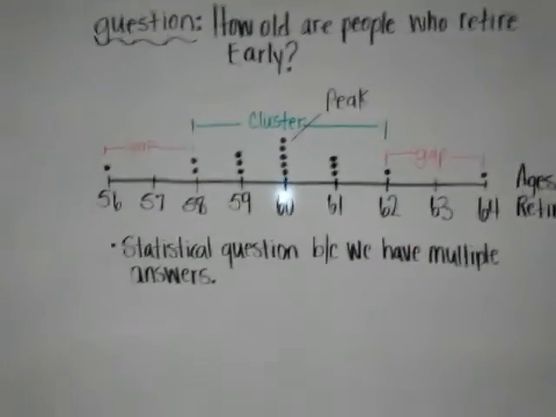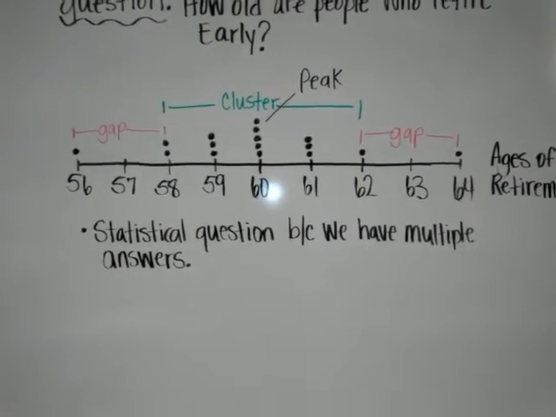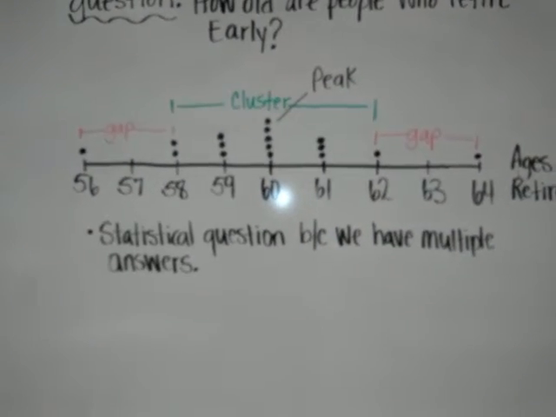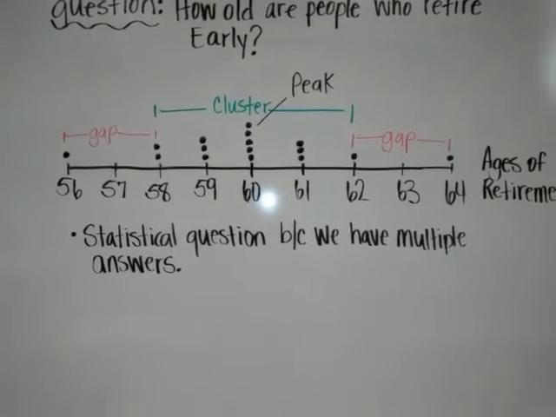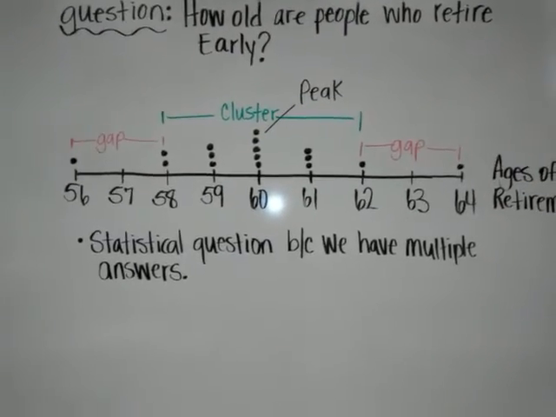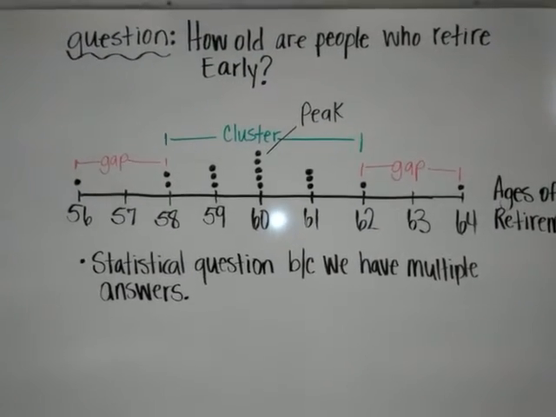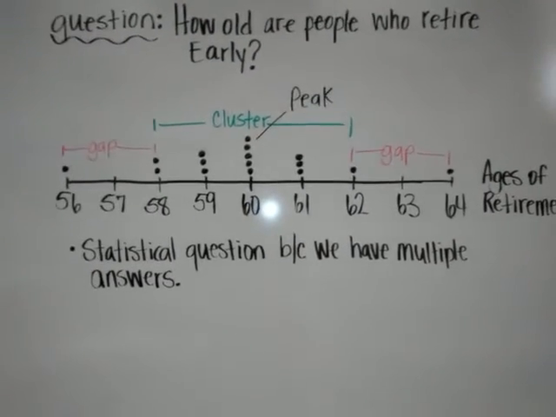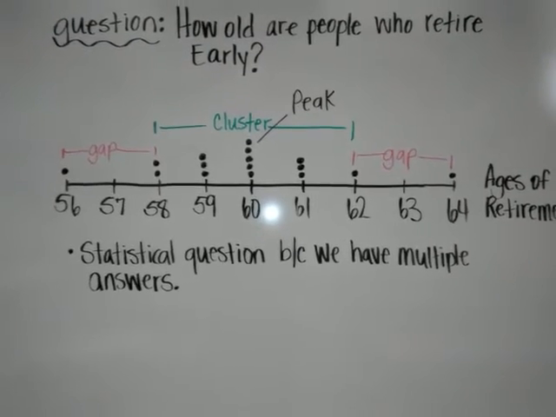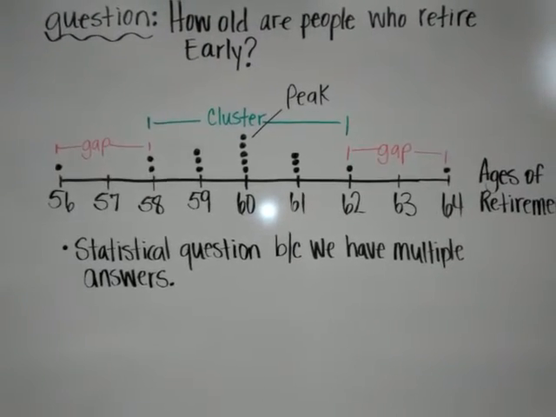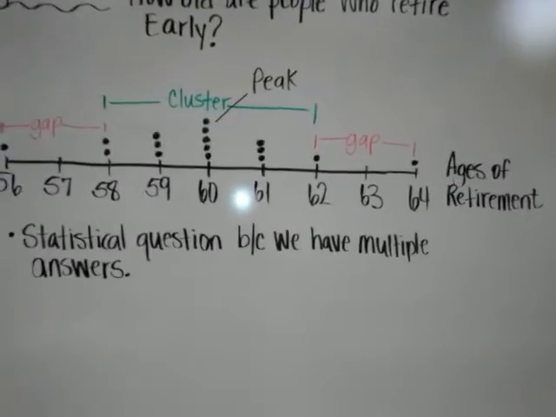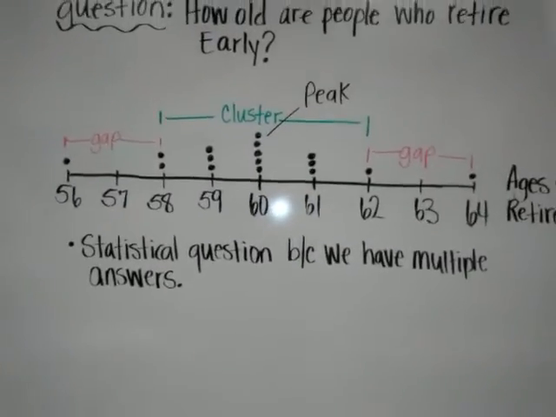So we're going to look at the spread of distribution. The numbers we have now, we have spread them out, and we have distributed them on a number line. Now we're going to use that information to interpret the data to answer the question. So our answer would be here, in this case, people who retire early are roughly at the age of 60. We're going to use our peak to answer that question.